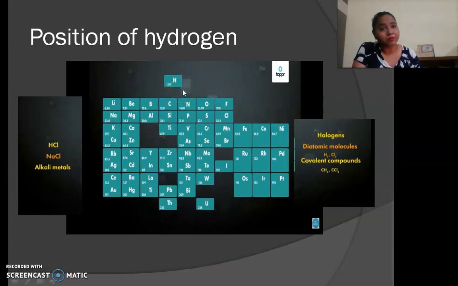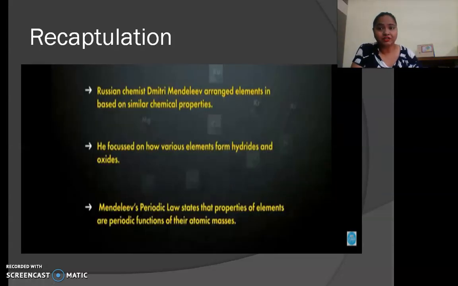The last was the positioning of hydrogen. Hydrogen showed properties both of alkali metals as well as halogens because it was a diatomic molecule and it also formed covalent compounds. Therefore, it was not sure whether to place hydrogen with alkali metals or with the halogens. So children, here are the three limitations.